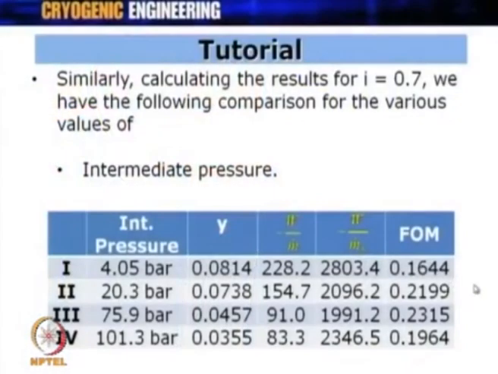Now, what is important is to understand why it happens. I mean, plotting or calculating these values is not a big deal, but what I want you to understand is what happens when I go from 0.6 to 0.7 as I values, and for a given I, why, if the intermediate pressure goes on increasing, the value of y decreases, why the value of w by m dot decreases, why the value of w by m dot f goes through a minima, and why the value of FOM goes through a maxima. All right. So, this is the most important thing for the engineers to understand.